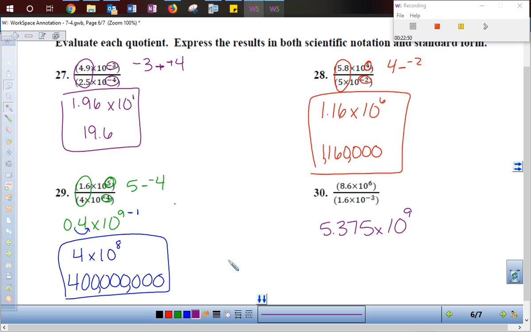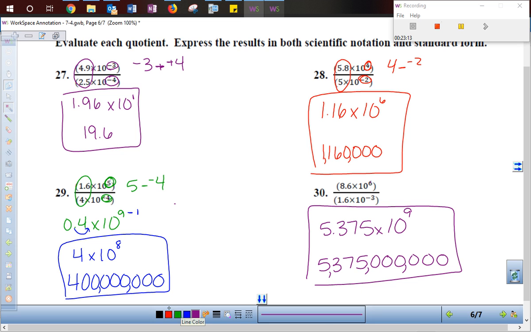Well, this is nice already and in scientific notation, so to put it in standard form, let's move our decimal place 9 to the right. So 5, and then 1, 2, 3, 4, 5, 6, 7, 8, 9. Go back through, put in your commas, and we have 5,375,000,000.